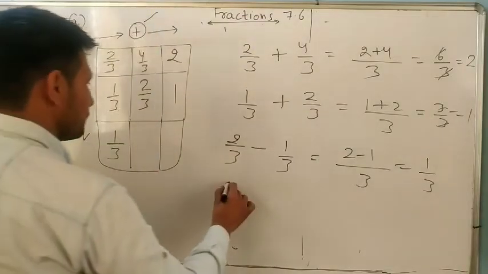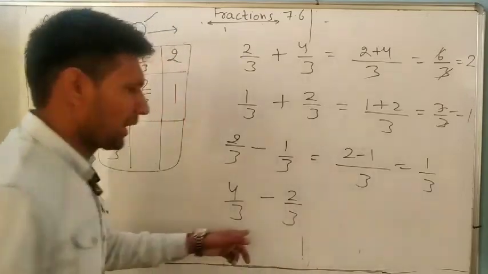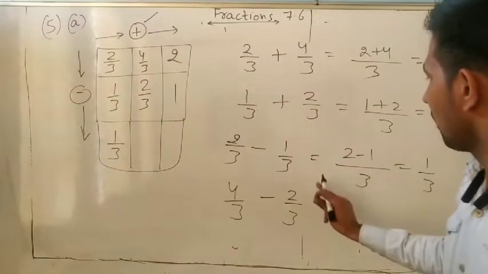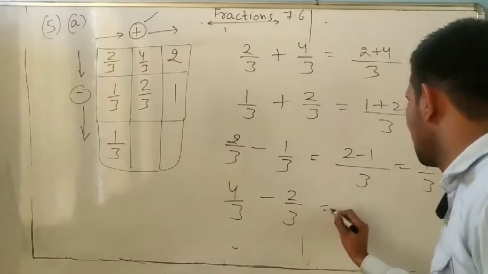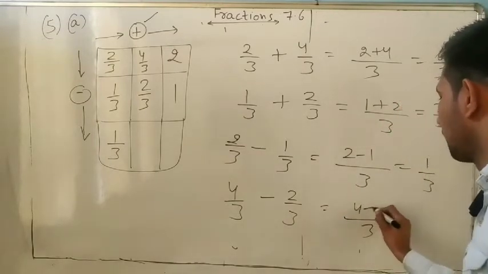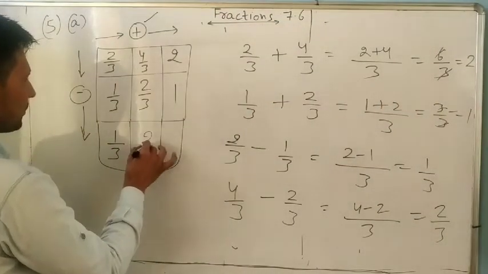Top to down, 4 upon 3 minus 2 upon 3. You can subtract or add yourself. Everyone knows how to solve, by taking LCM. What is the LCM? LCM is 3. So 4 minus 2, what comes? 2 upon 3. So it comes 2 upon 3.